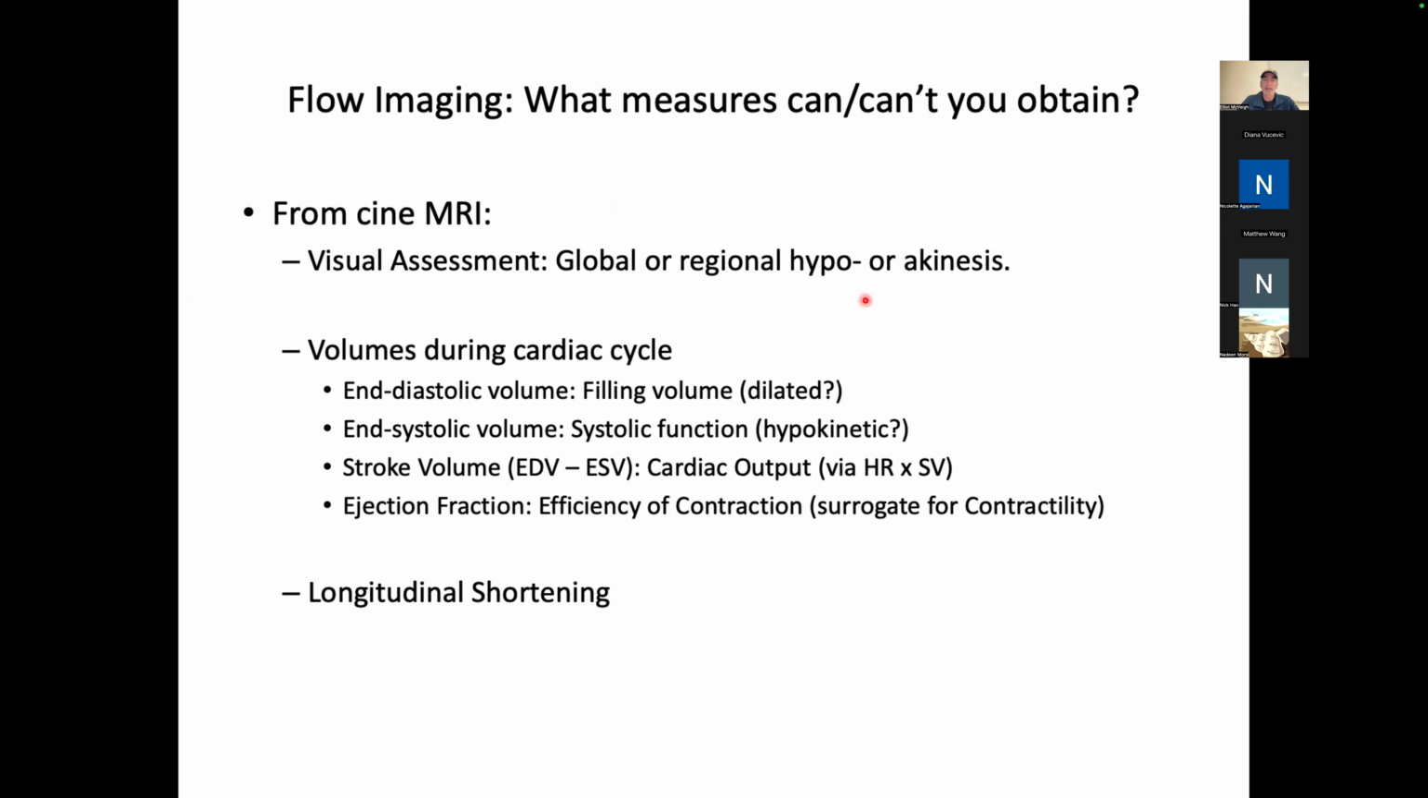So cine MRI gives you global or regional hypo- or akinesis. So when you're just watching the movie, you can see whether or not the heart is beating normally. It can give you all of these precise volumetric calculations. All you have to do is count up the bright pixels a lot of the time, or as we just saw, you can take a flow image and integrate across the area through which the blood is flowing. You'll get stroke volume, ejection fraction, strains, etc.